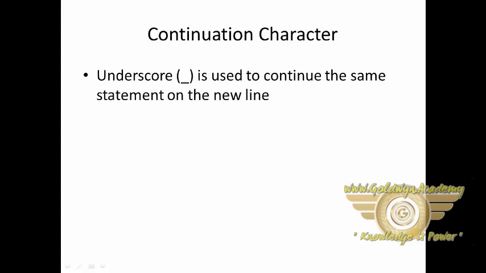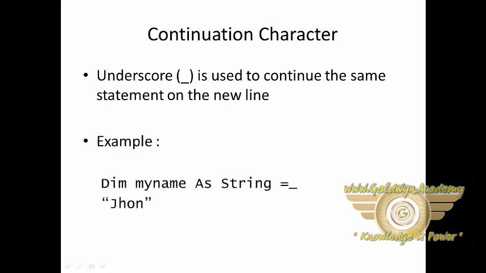Continuation character. Underscore is used to continue the same statement on the new line. And this is the example. Dim myName as String = _ "John".